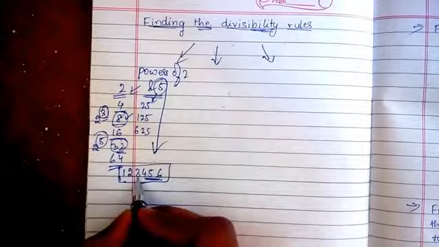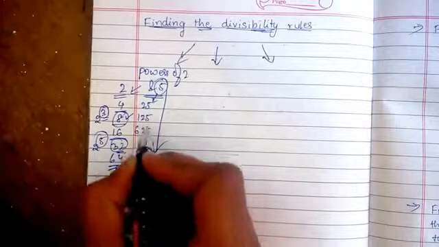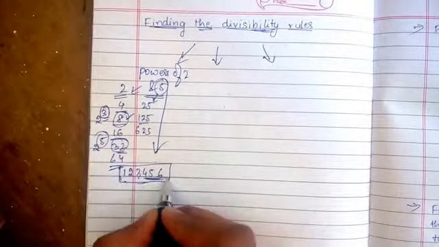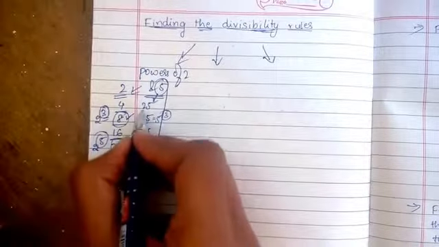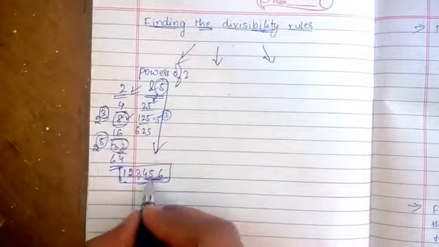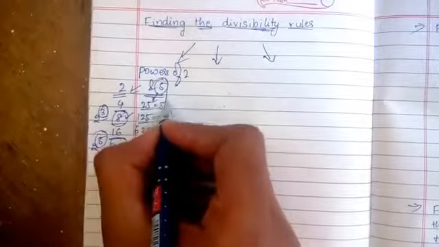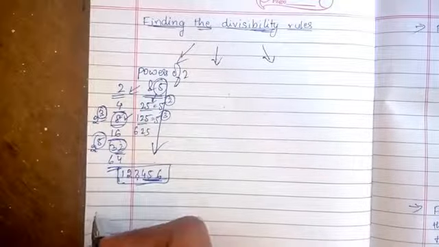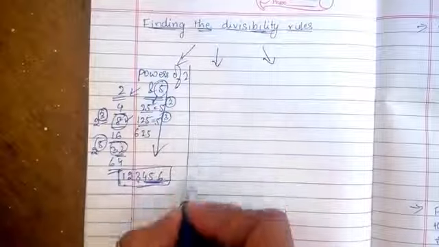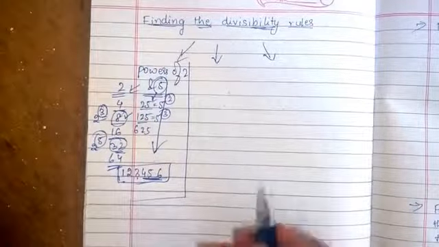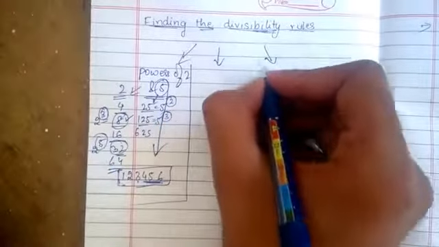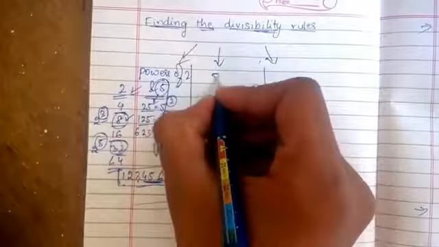If you want to check if this number is divisible by 125, you have to check the last 3 places, since 125 is the third power of 5. Divisibility by 25, you have to check the last 2 places, since it is the second power of 5. And this is the method used for powers of 2 and 5. Now the next category is the prime number category.